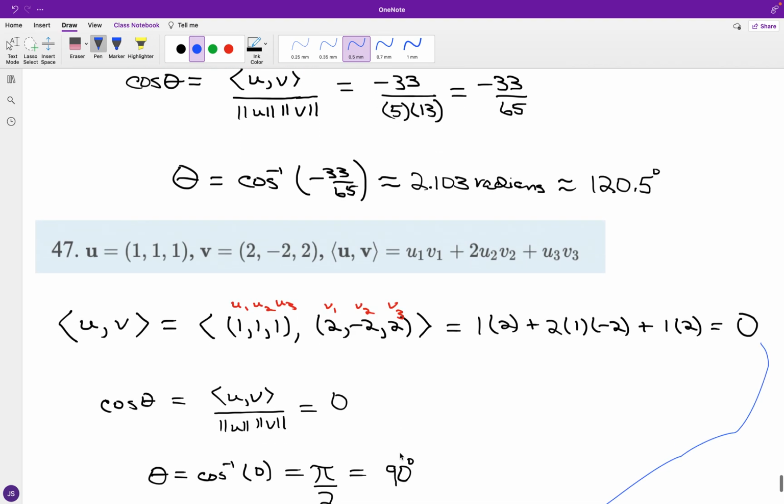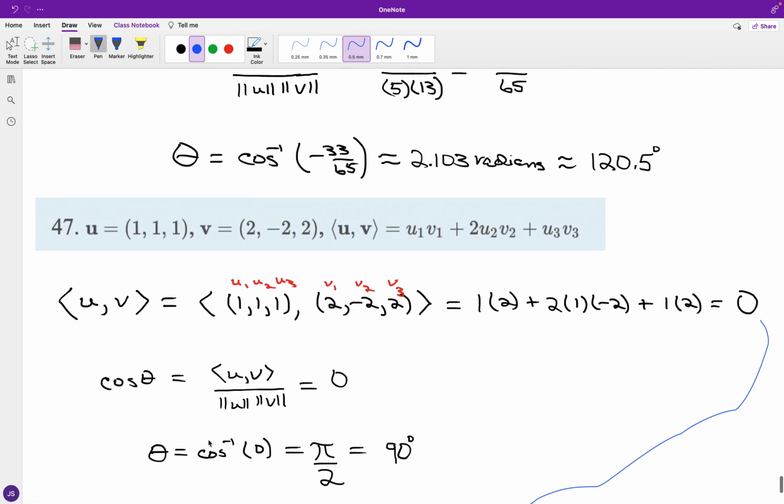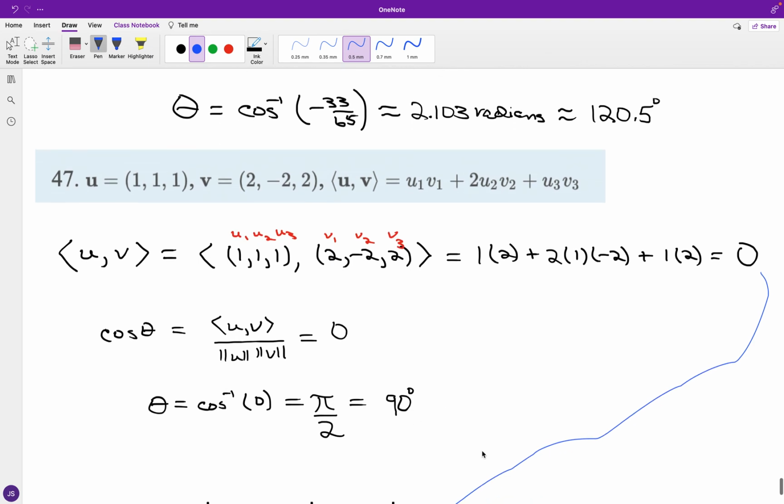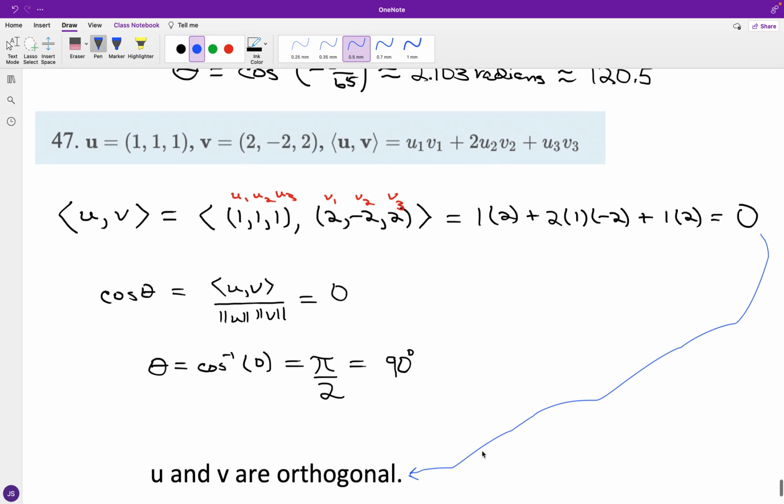In this case, the inverse cosine of 0 is pi over 2 radians, or 90 degrees. And since the inner product is 0, u and v are orthogonal.